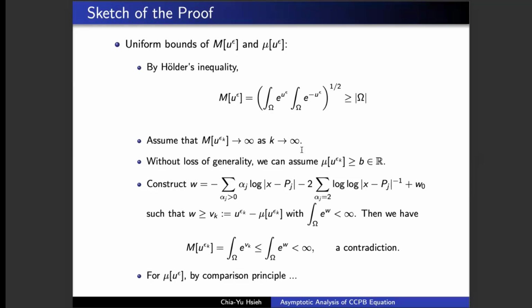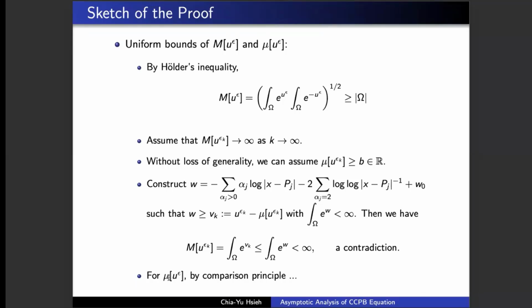And by our construction, this w gives us that the integral of e to w is finite. Okay, so we can get that m equals the integral of e to the v and is bounded by the integral of e to w and is finite. This gives us a contradiction. So we have the upper bound of m here.